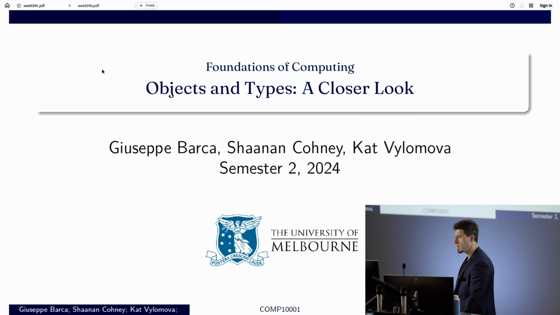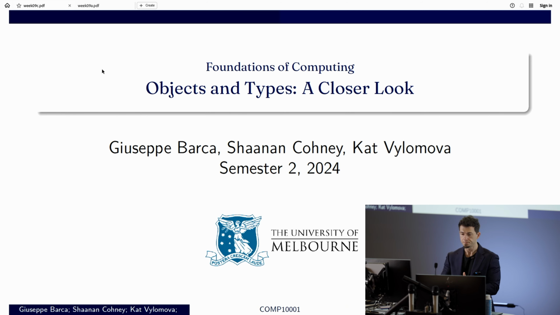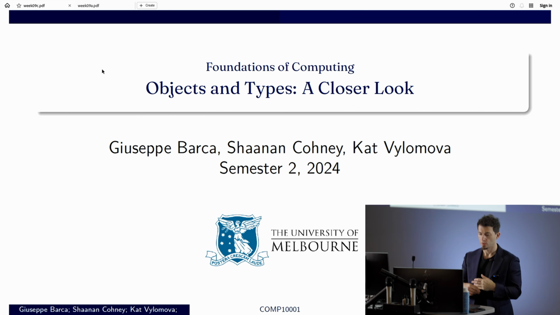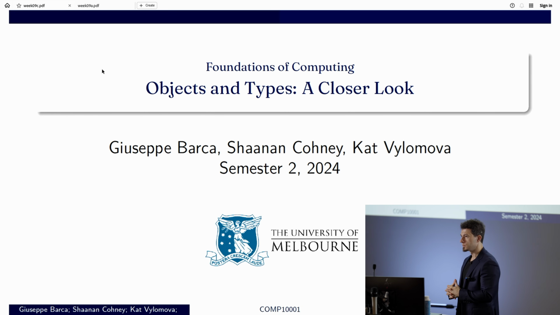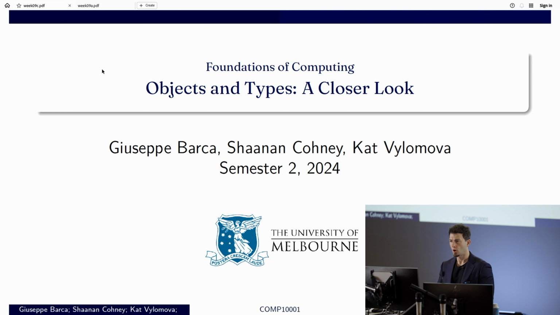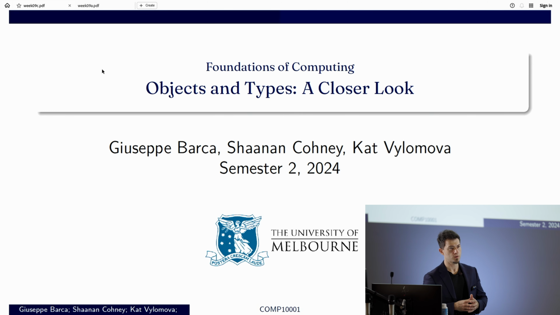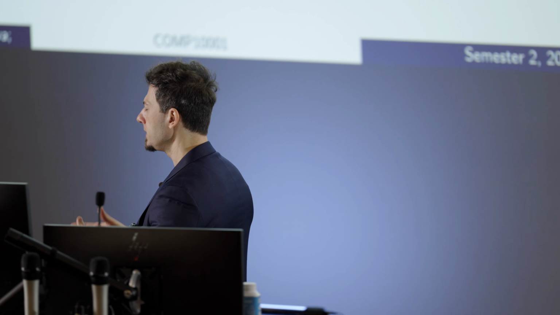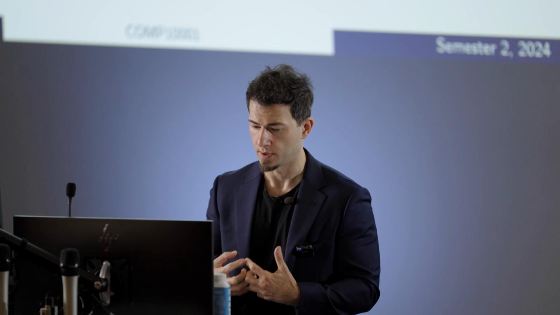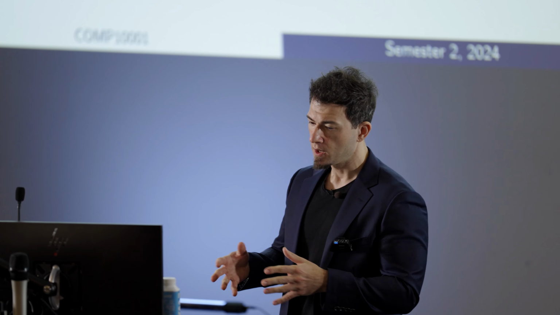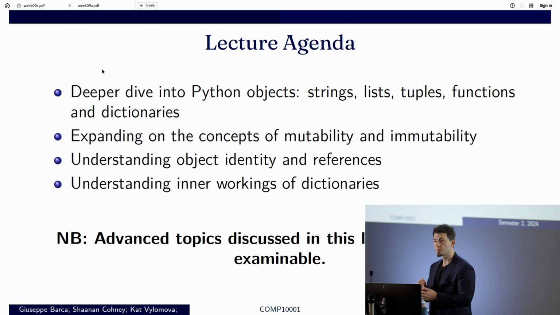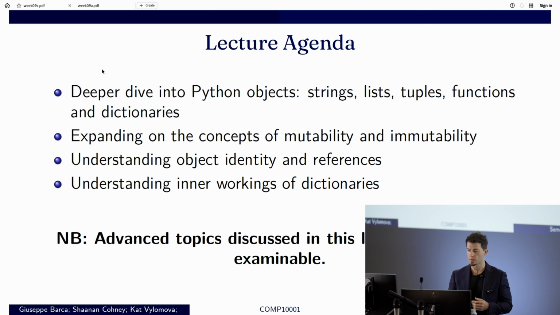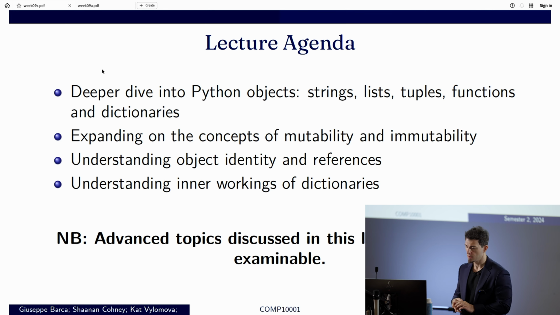Okay, so we are now changing gears a bit. In this lecture, we are going to discuss in a bit more detail objects and features associated with objects that will give you a deeper understanding of how Python handles objects internally. Specifically, we will look first at Python's object model, specifically for strings, lists, tuples, functions, and dictionaries.